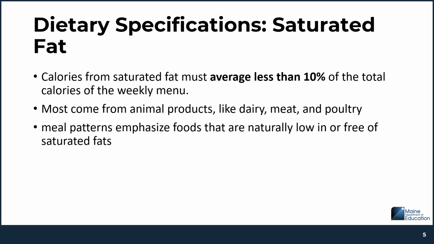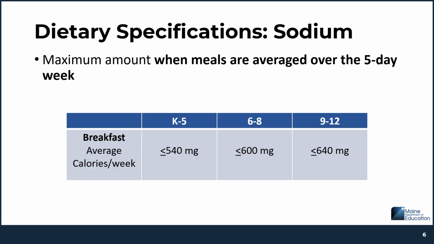Calories from saturated fat must average less than 10% of the total calories of the weekly menu. Saturated fat is often found in forms that are solid at room temperature. Examples include milk fat, butter, or the fat inside or around meat. Limiting saturated fat in school meals helps reduce the risk of children developing heart disease later in life. The meal patterns used in schools emphasize foods that are naturally low in or free of saturated fats.